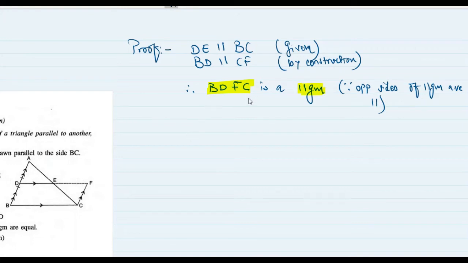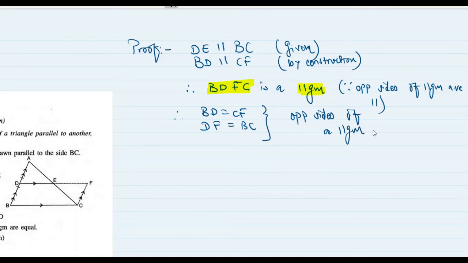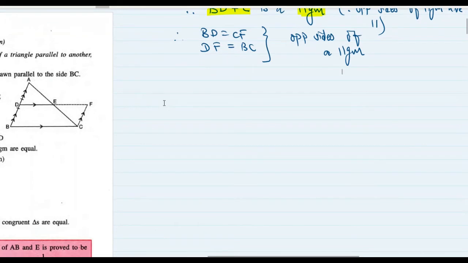अच्छा, अगर BDFC पैरेललोग्राम है तो कैन वी से दैट BD is equal to CF? Yes, definitely we can say that. And can we say that DF is equal to BC? Yes. क्यों? रीजन क्या है? ऑपोजिट साइड्स ऑफ अ पैरेललोग्राम. पैरेललोग्राम की ऑपोजिट साइड्स क्या होती है? पैरेलल होती है, सॉरी इक्वल होती है। पैरेलल तो होती है, इक्वल भी होती है, ठीक है। सो BD इज इक्वल टू CF एंड DF इज इक्वल टू BC, ठीक है। अब हम ट्राइंगल लेने के लिए रेडी हैं.